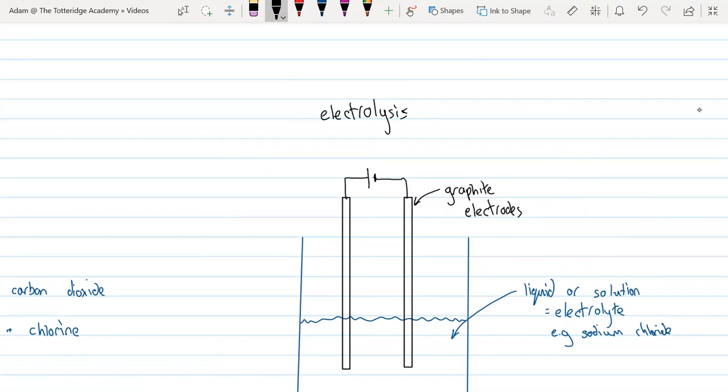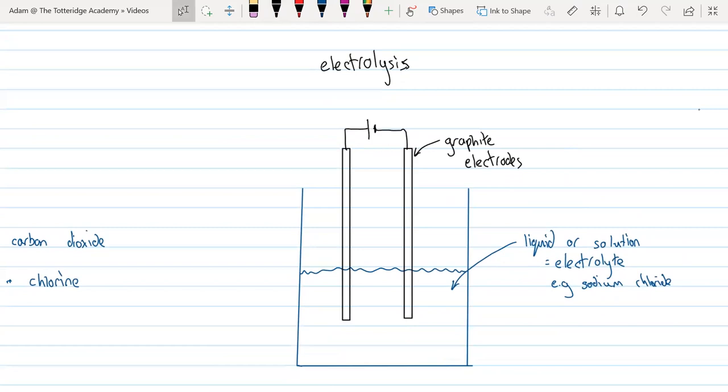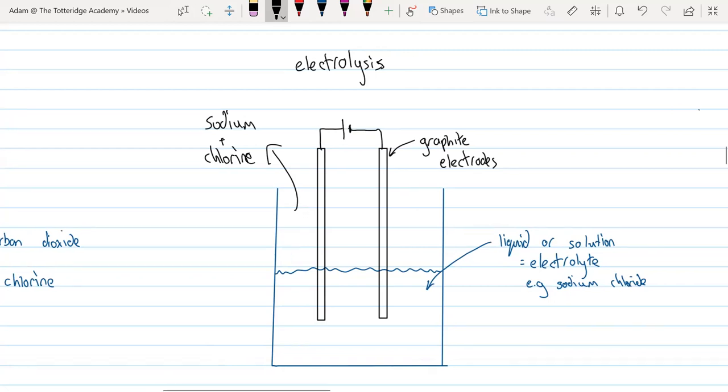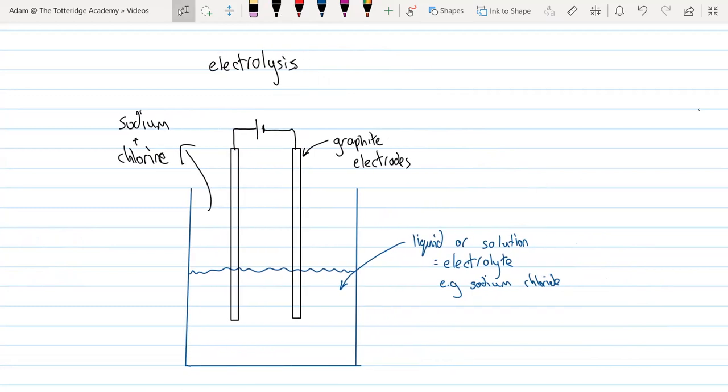And what happens is I essentially get my elements. So I start with my sodium chloride, and I get out of this sodium plus chlorine. Where and how exactly they form, we'll look at later on. For the minute, as I always try to do in these videos, I try to break things down as much as possible. So for the minute, all you need to know is that these are the electrodes.